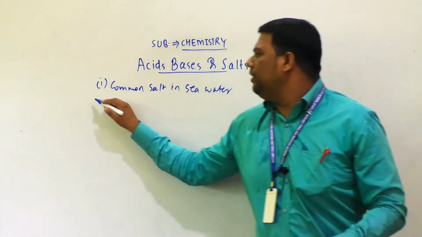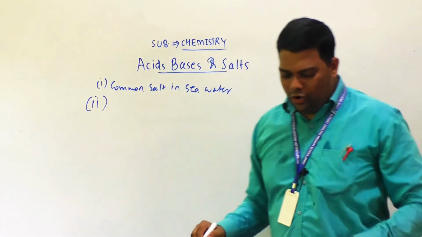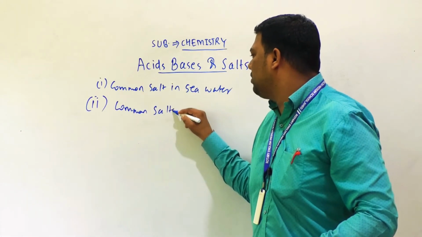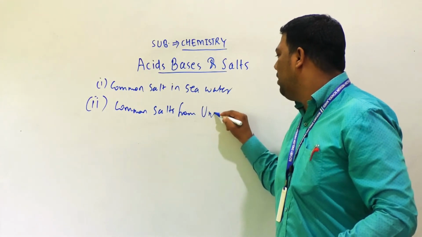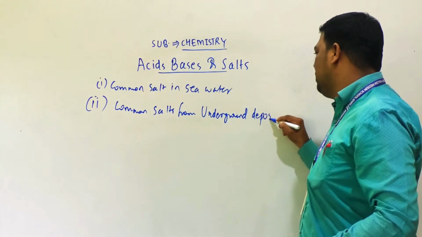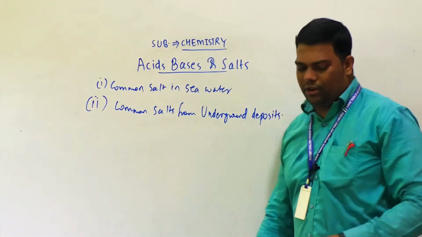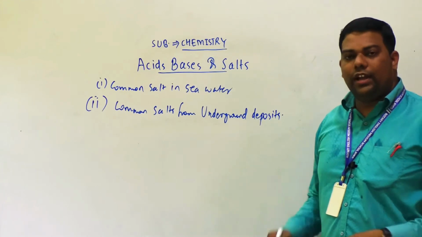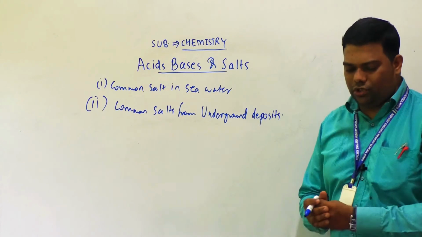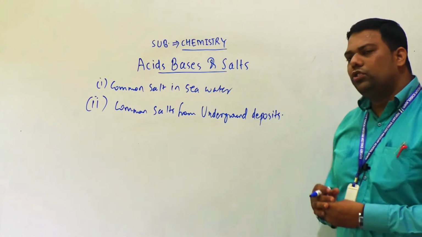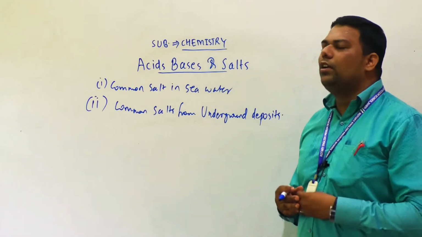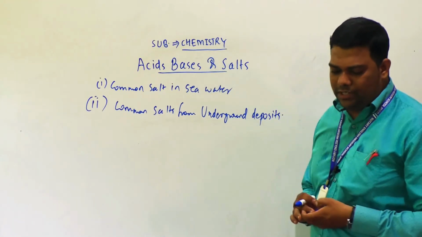Second, common salt from underground deposits. Here NaCl occurs in the form of rock salt. That salt is first brown in color. Why is it brown in color? Because various impurities are present in it.